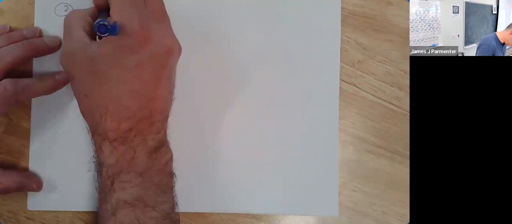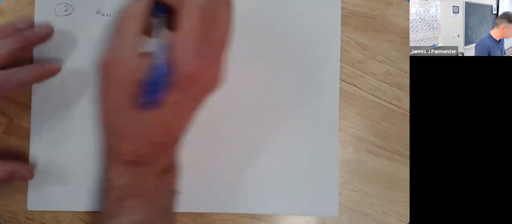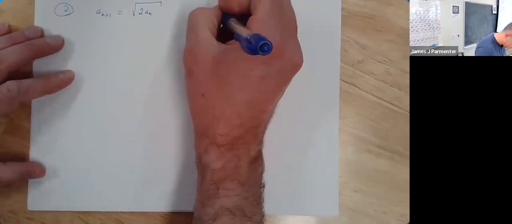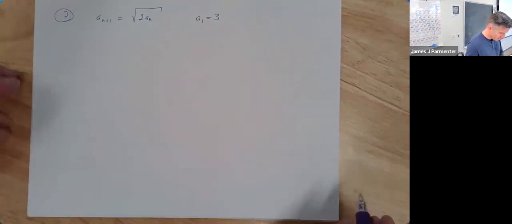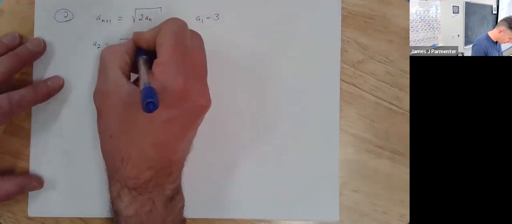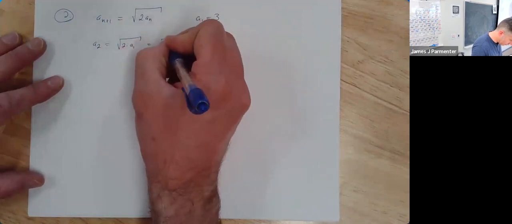Let's look at a sub n plus 1 equal to the square root of 2 times a sub n. And again, we have to give a starting point. If someone gives you a recursive sequence and they don't tell you the starting point, you need to ask for it. So let's see. A sub 2 is going to be the square root of 2 times a sub 1, which is just the square root of 2 times 3.